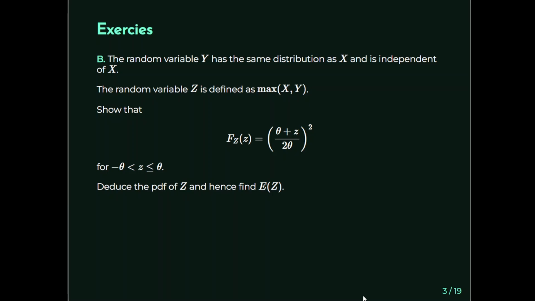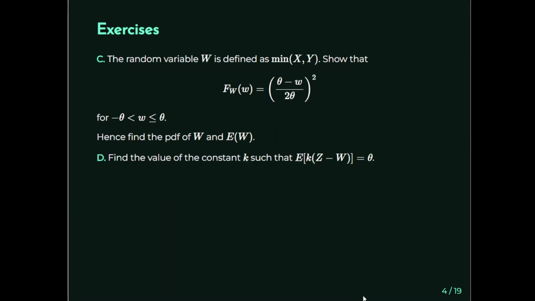The random variable y has the same distribution as x and is independent of x. The random variable z is defined as the maximum of x and y. Show that the cumulative distribution function of z equals ((theta + z) divided by 2 theta) squared for z between minus theta and theta. Deduce an expression for the PDF of z and hence find the expected value of z.